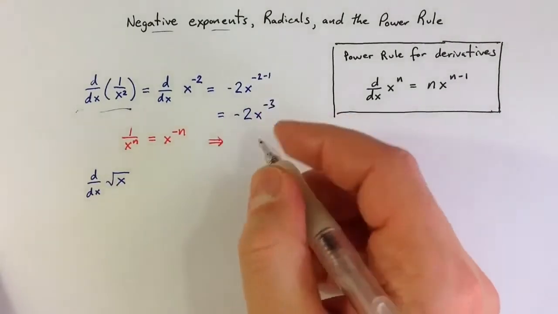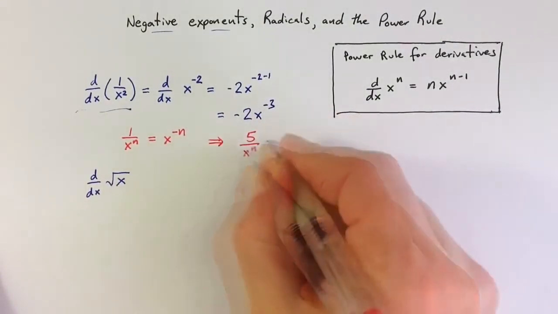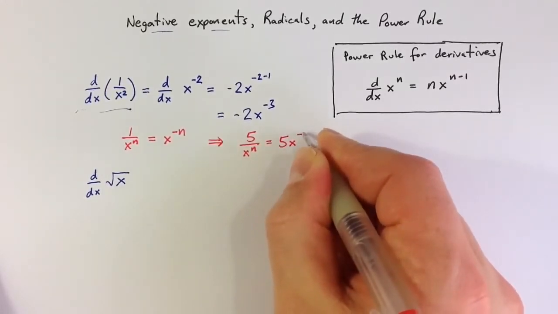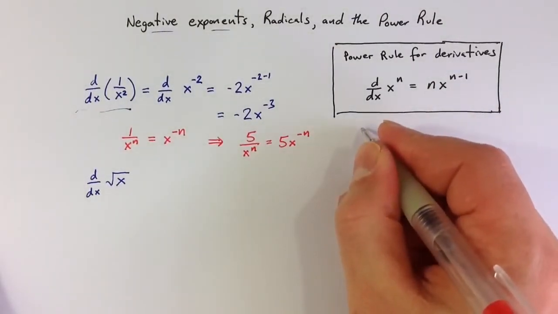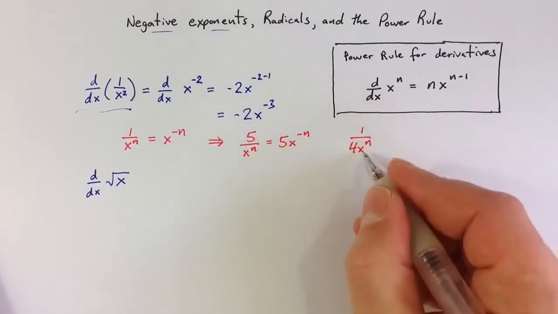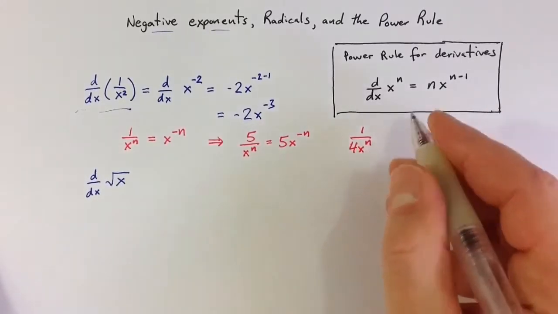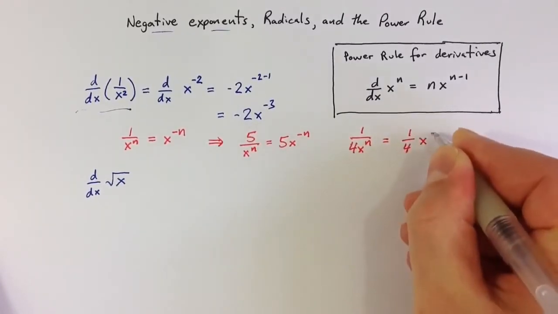One thing to be a little bit careful about, if we have something like 5 over x to the n, that 5 is just going to sit in front. The negative exponent doesn't apply to that. And similarly, if we have 1 over 4 times x to the n, if I convert that, the exponent n doesn't apply to the 4, and so this would be 1 over 4 x to the negative n.